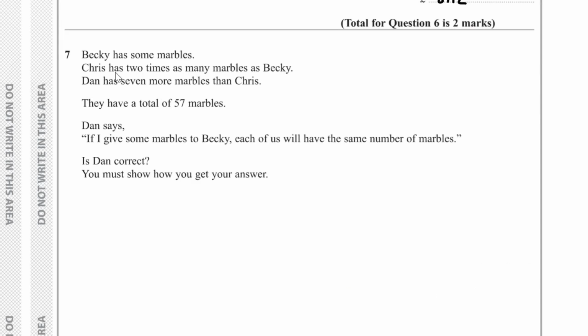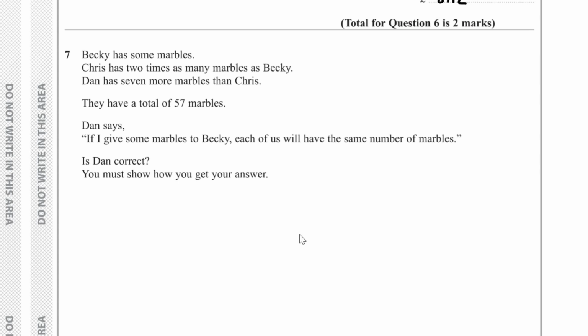Question 7. Becky has some marbles. Chris has 2 times as many marbles as Becky. Dan has 7 more marbles than Chris. They have a total of 57 marbles. Dan says, if I give some marbles to Becky, each of us will have the same number of marbles. Is Dan correct? You must show how you get your answer.